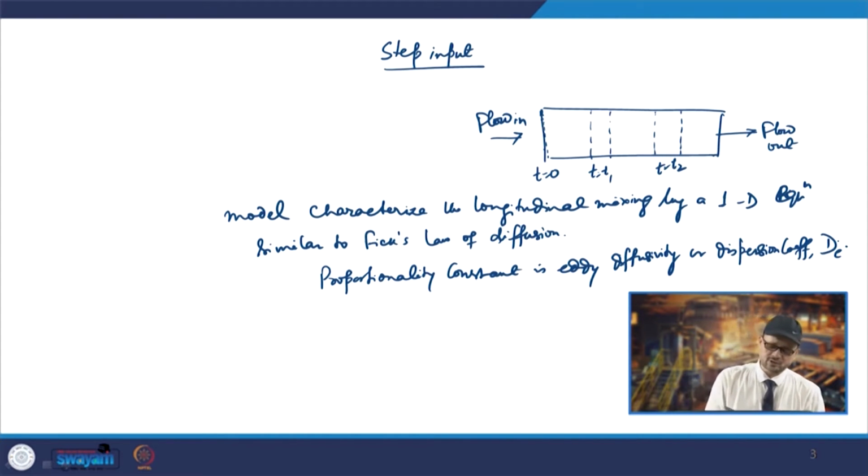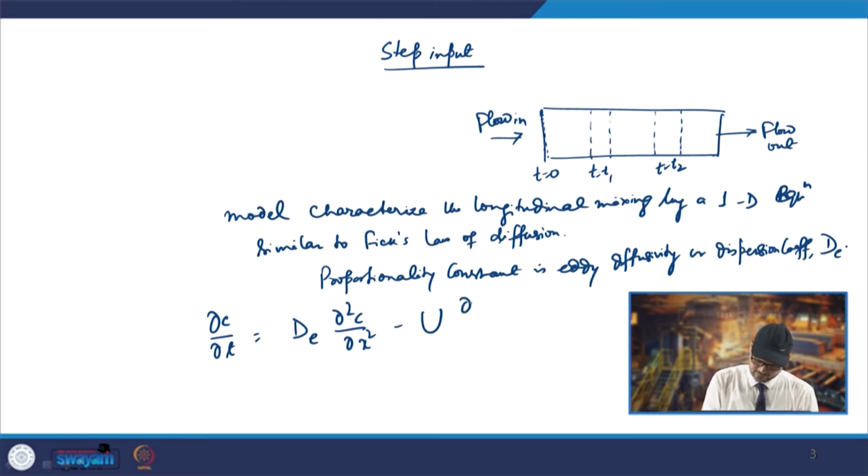If you talk about the unsteady state concentration, that equation can be written as dou C by dou t, that is the change of the concentration, equal to dE times dou square C by dou x square minus U times dou C by dou x. So, that is the unsteady state equation for the concentration. dE is basically the dispersion coefficient.